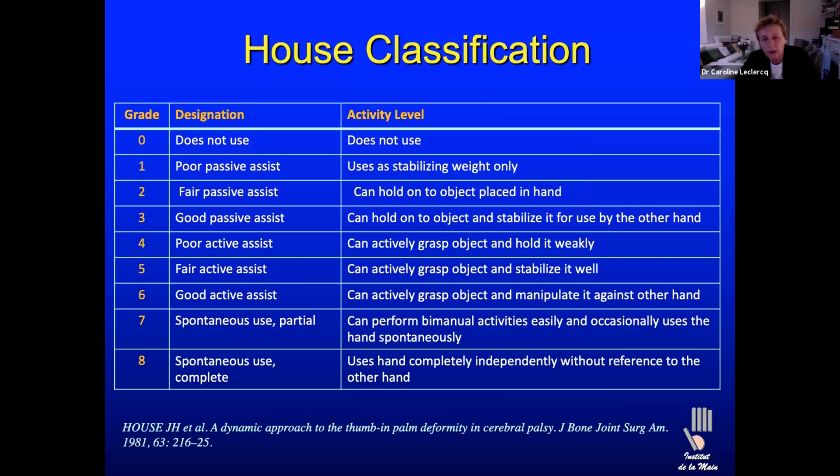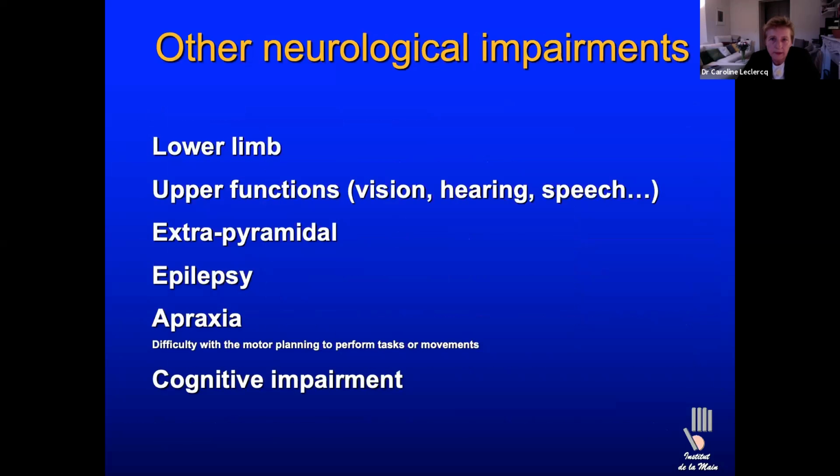It's very easy, simple to perform during the clinical examination, and it just gives you a rough idea of how much the patient uses his or her hand. Of course, we have to remember that those spastic patients do have other impairments, and so this must also be evaluated. Lower limb in hemiplegic patients, upper functions can be also impaired. Beware of vision defects. That's going to be a big problem for them.